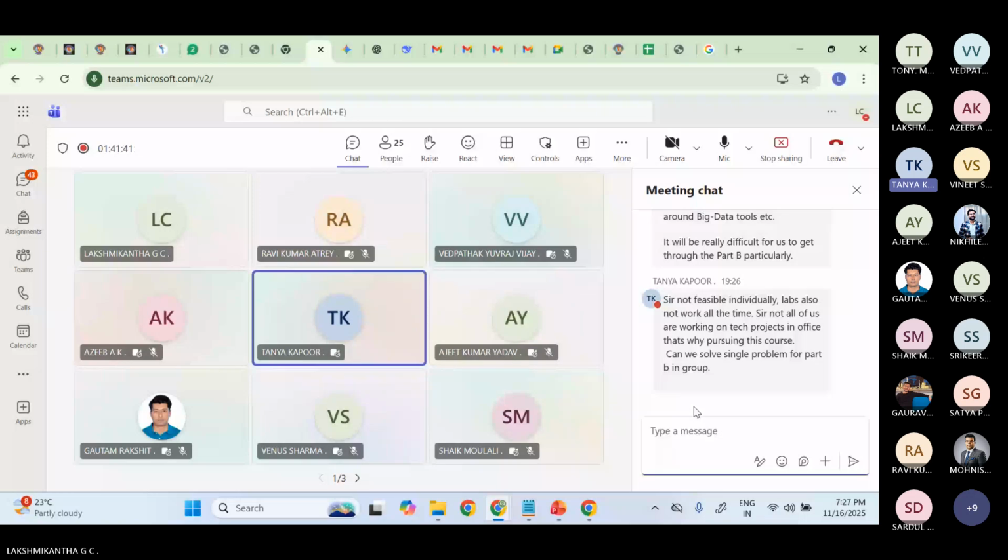So that's why you take a problem statement from one of your teammates and try to solve it. Don't give me any recommendation later. That's it. Very simple. You take any problem and solve it individually. This is clear, Tanya? Yes, sir.